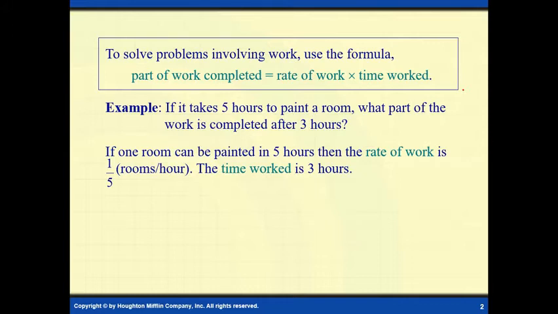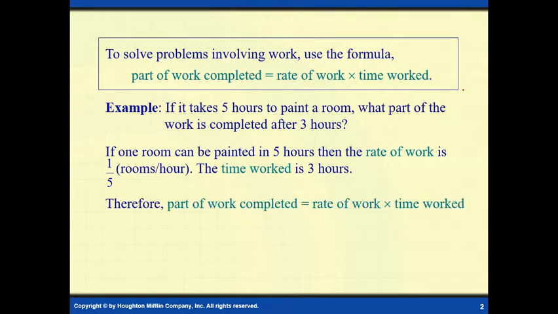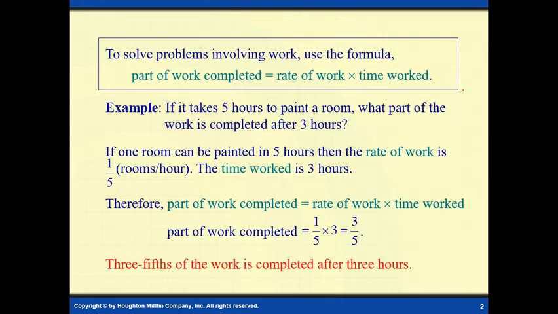And the time so far that's worked is only 3 hours. Therefore, part of the work completed is equal to the rate of work times the time worked. So notice how you take the 1/5, multiply it by 3, and you get 3/5. So 3/5 of the work is completed after 3 hours. And that makes good sense.